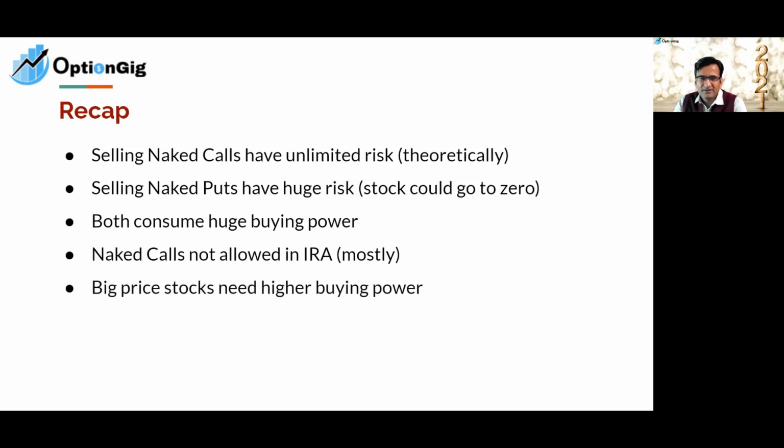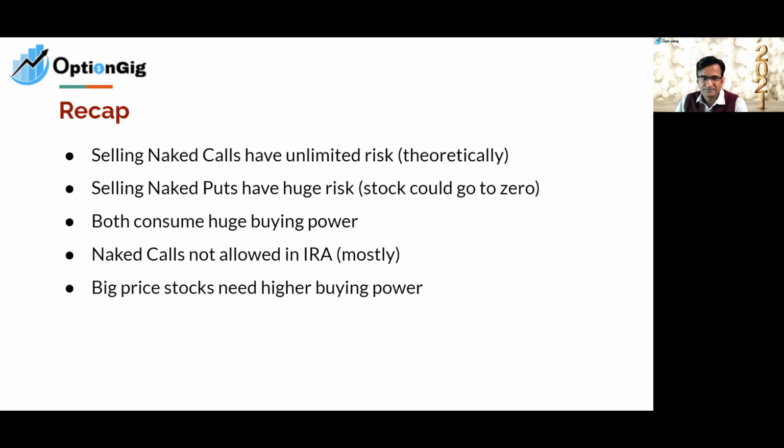Again, we looked at an example of JP Morgan. Instead of JP Morgan, if you want to participate in the growth of Amazon and you want to do a bullish trade on Amazon by selling a put, you will need to have a $300,000 account to just sell one at-the-money put.